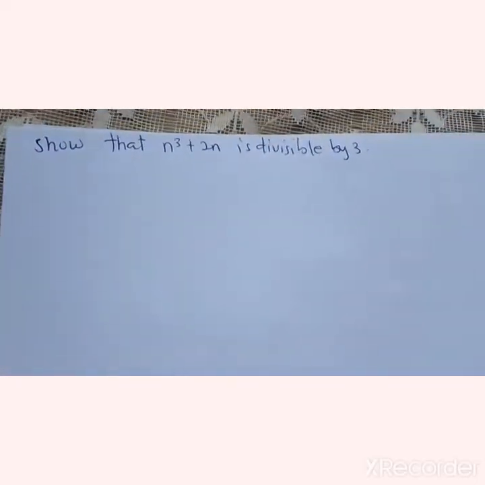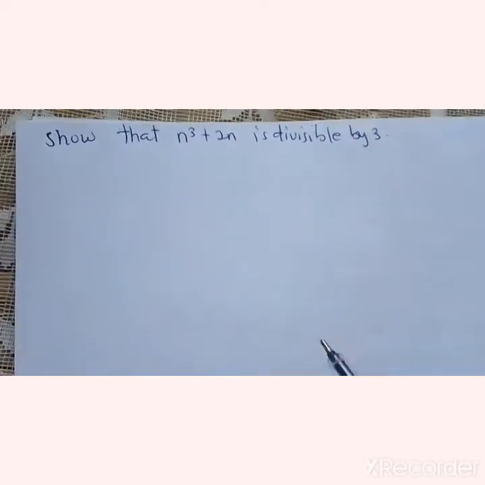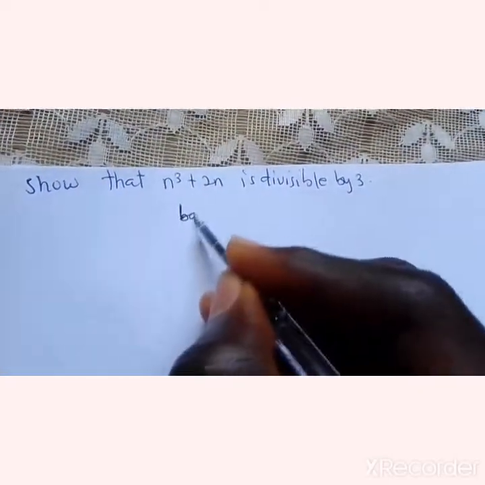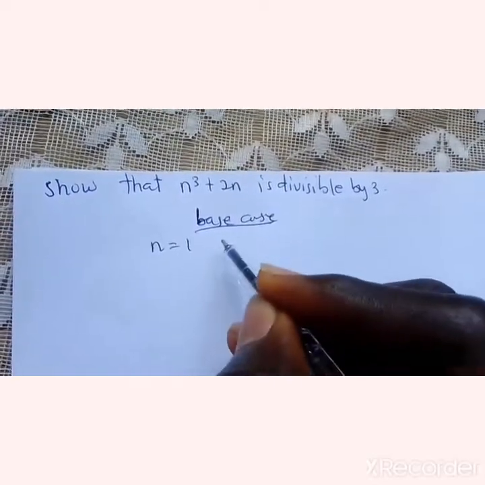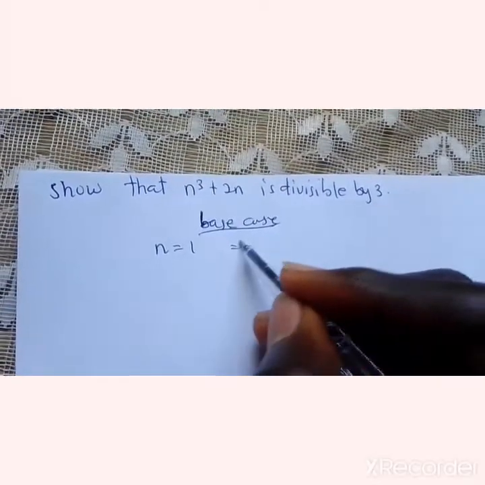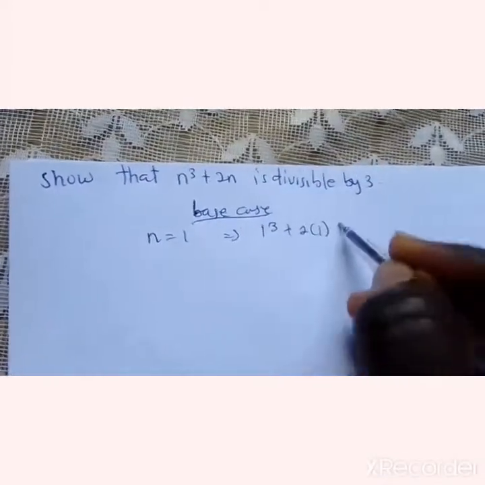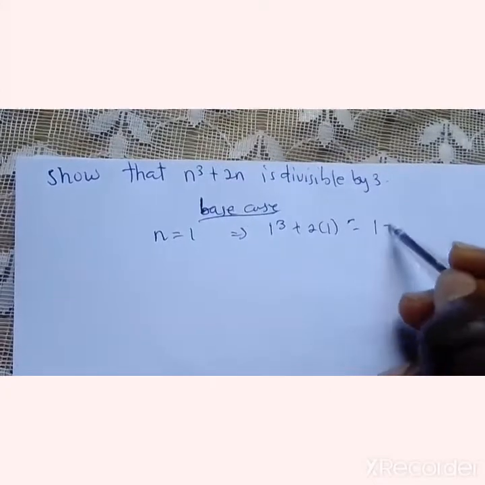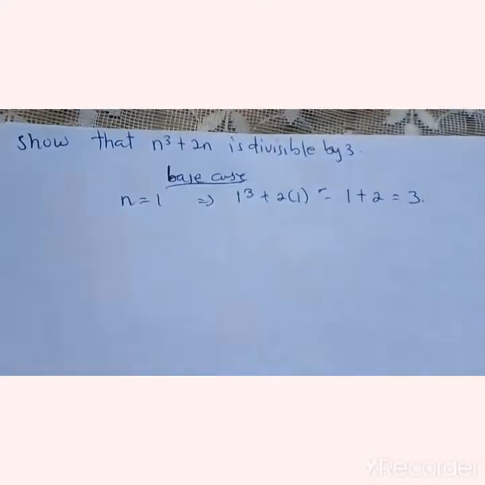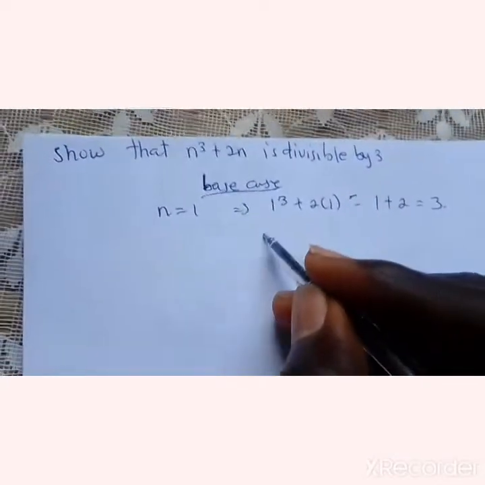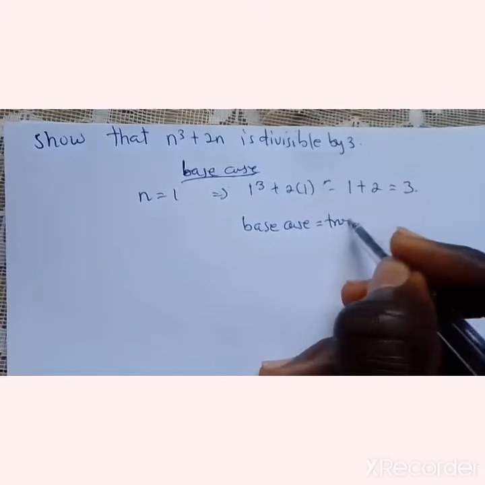In this example, we follow the same process. You prove our base case. That is our base case. When n is equal to 1, we are going to have 1 cubed plus 2 multiplying 1. And this will give us 1 plus 2, which is the same as 3. We can see that 3 is divisible by 3, therefore the base case is true.